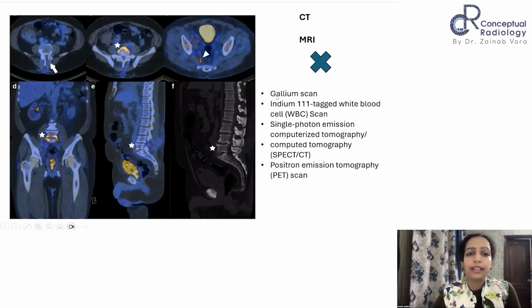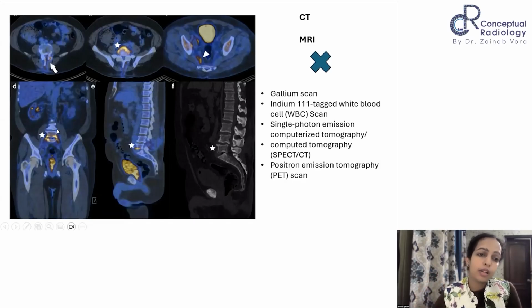Something like this, a gallium scan, along with technetium-99, is good for localization of infective etiologies, right? Again, SPECT-CT is good for infective etiologies, and for degenerative changes, for osteophytes, especially for the facetal joints. But otherwise, very commonly used is the FDG PET. FDG PET does very well in terms of localization of inflammation as well as infective pathologies.